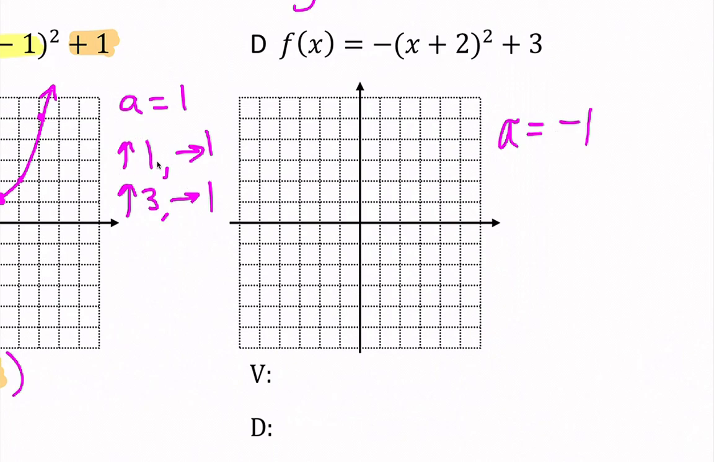It was supposed to be an up 1, and what I'm going to do with this 1 is I'm going to multiply by my a value. 1 times negative 1 is a negative 1, which means I'm going to go down 1 over 1. Remember, it was supposed to be an up 3, so I take my 3 and I multiply by my a. 3 times negative 1 is a negative 3, so it's going to go down 3 over 1.